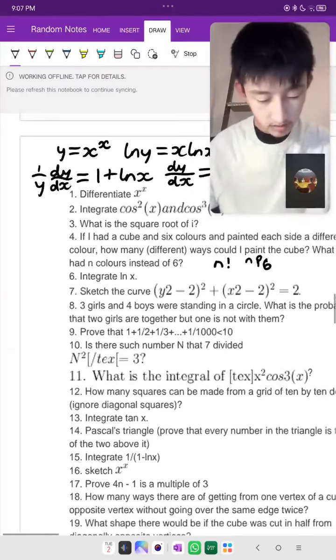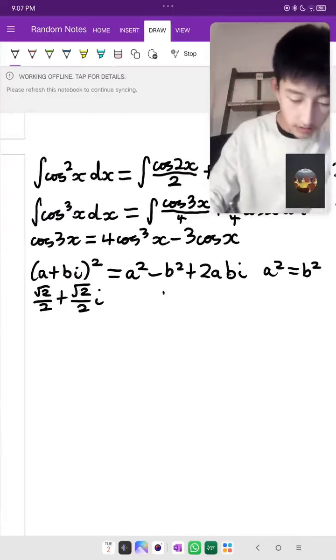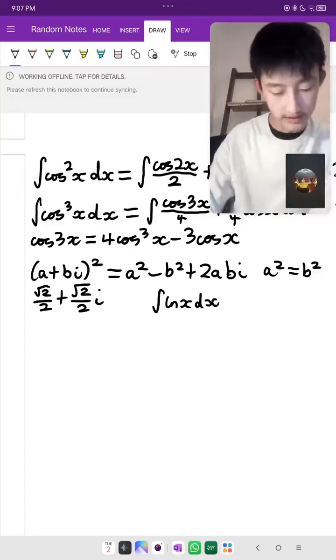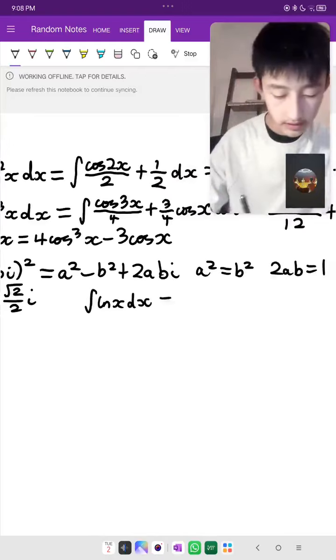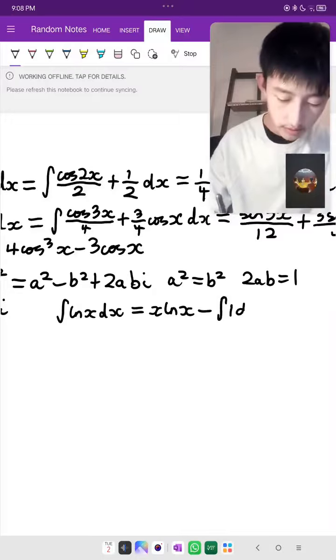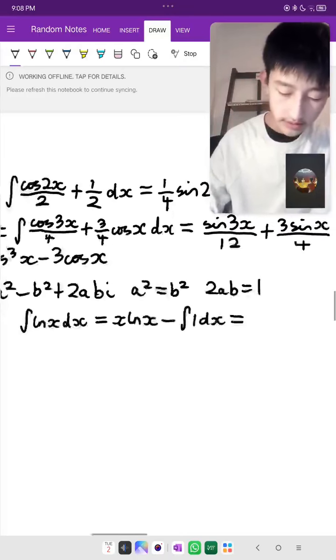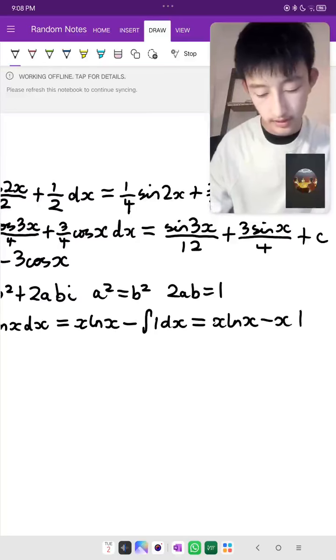Okay, integrate ln x, I can do that by parts. The integral of ln x dx, well, ln x is the same as 1 times ln x. So this is going to be equal to x ln x minus the integral of 1 dx. So this is x ln x minus x plus c.